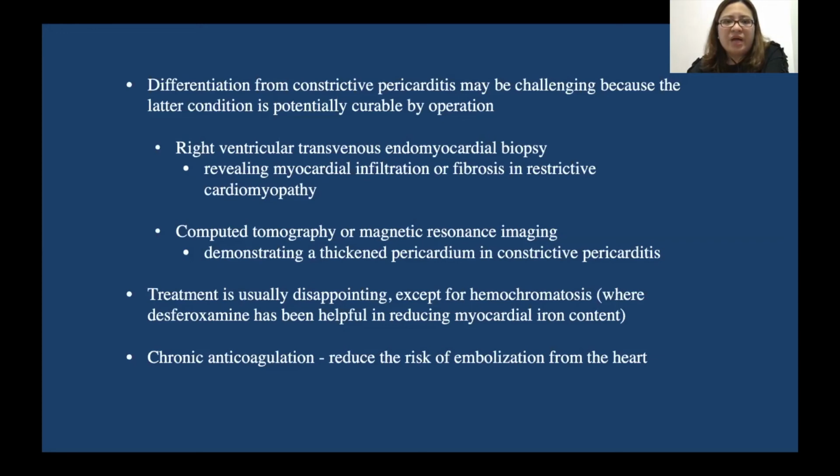By right ventricular transvenous endomyocardial biopsy, you can reveal a myocardial infiltration or fibrosis in restrictive cardiomyopathy. While in CT or MR imaging, you will demonstrate a thickened pericardium, which is seen in constrictive pericarditis. So, those are the things that you can use to differentiate restrictive cardiomyopathy from constrictive pericarditis.